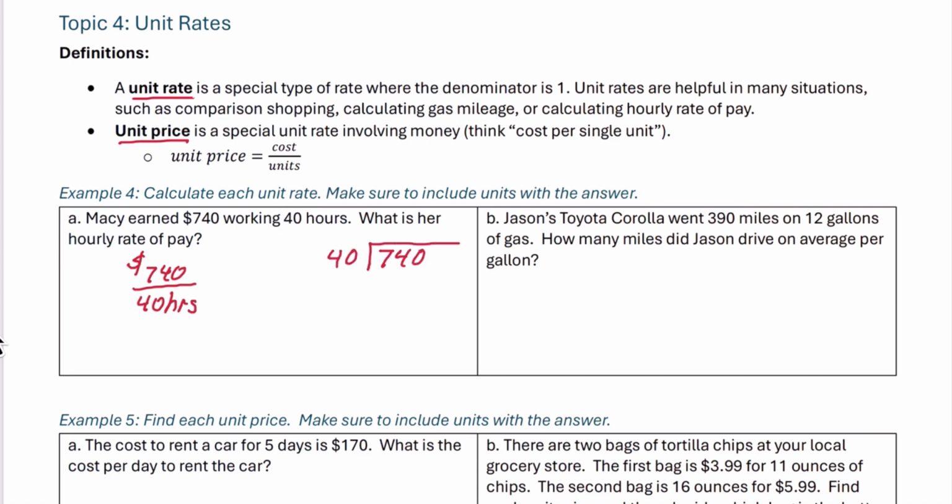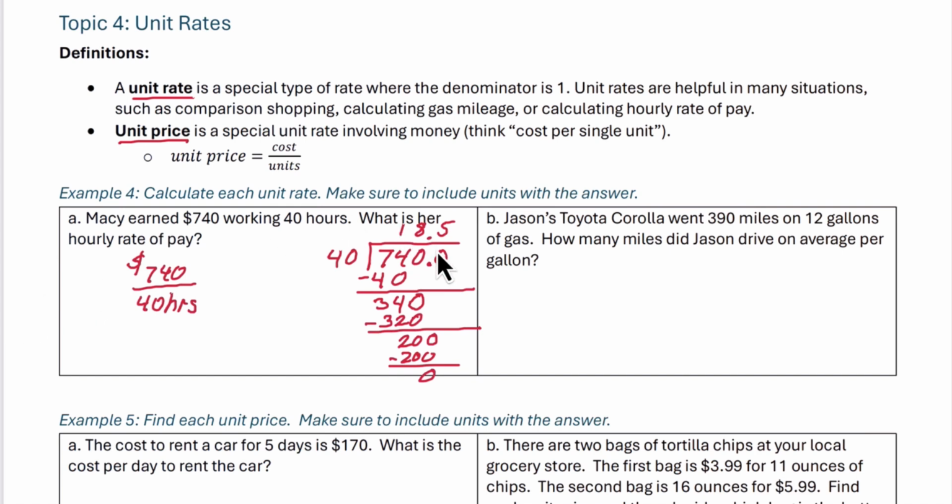40 goes into 74 one time. 1 times 40 is 40. Subtract, and we get 34. Then we'll drop down the 0. 40 goes into 340 8 times. Multiply, and we get 320. Subtract, and we get a 20. We'll add a decimal in the dividend and drop down that 0. 40 goes into 200 5 times. 5 times 40 is 200. Subtract, and we get a 0 remainder.